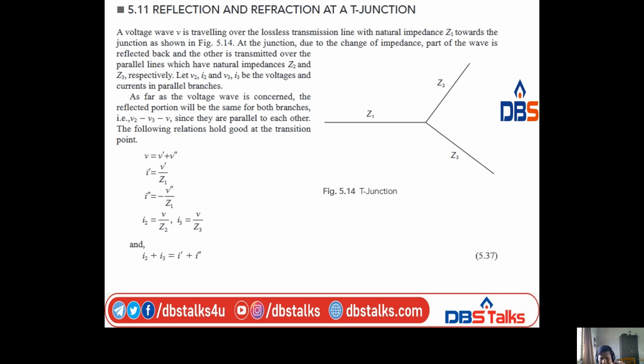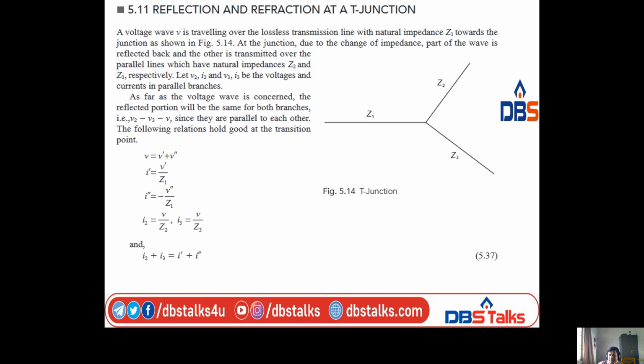First one, T junction, transmission line terminated with a T junction. Now you have to calculate the reflection and refraction coefficients of this application. Look at the figure. So first of all, a voltage wave with voltage v is traveling along the transmission line with a natural impedance Z1 towards the junction as shown in the figure, right?